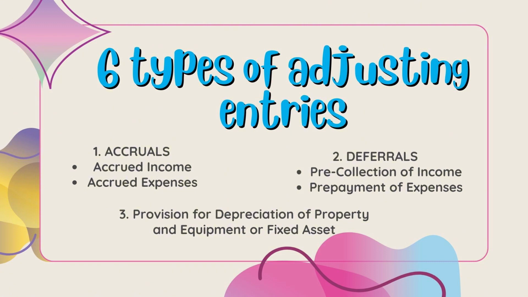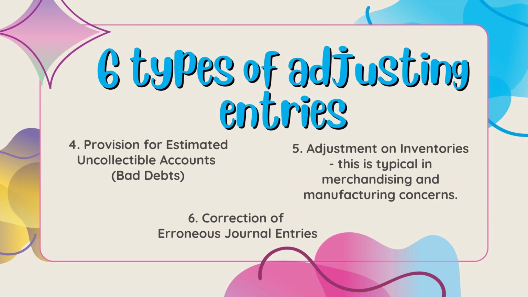There are 6 types of adjusting entries. The first one is accruals, and there are 2 parts of accruals, which is accrued income and accrued expenses. The second one is deferrals, and it has 2 parts: the pre-collection of income and prepayment of expenses. The third one is provision for depreciation of property and equipment for fixed assets. Fourth is provision for estimated uncollectible accounts, which is bad debts. Fifth is adjustment on inventories. This is typical in merchandising and manufacturing concerns. Sixth is correction of erroneous journal entries.